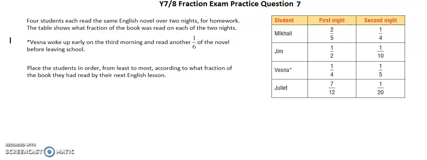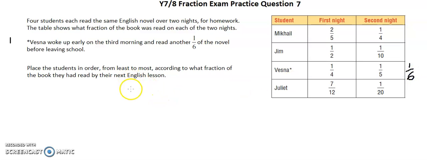Year 7 and 8 Fraction Exam Practice Question 7. Four students each read the same English novel over 2 nights for homework. The table shows what fraction of the book was read on each of the 2 nights. Vesna woke up early on the third morning and read another 1/6 of the novel before leaving for school. So I put 1/6 over here.